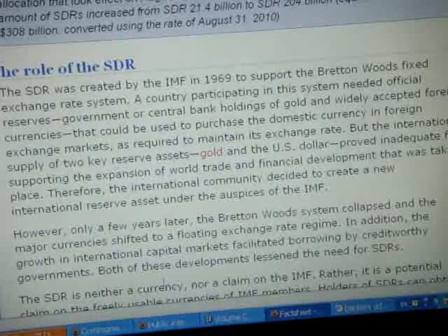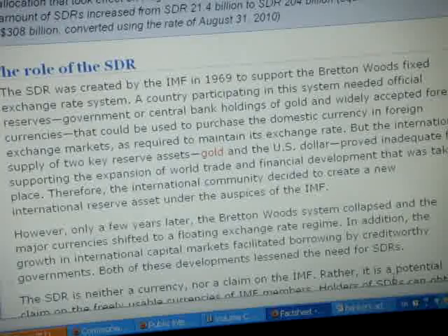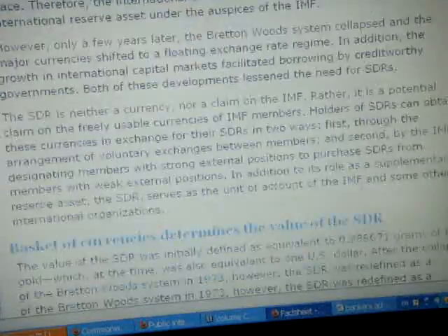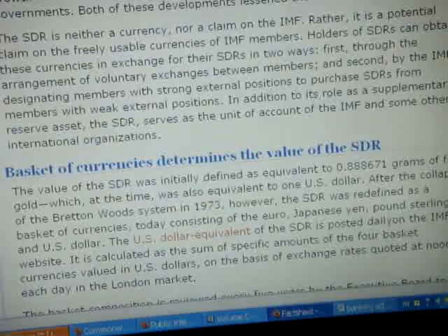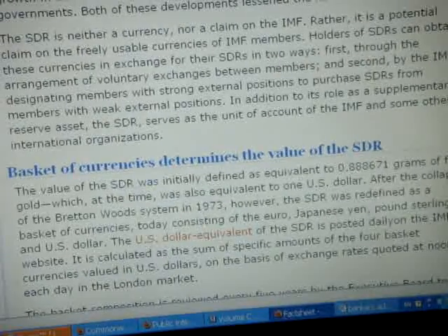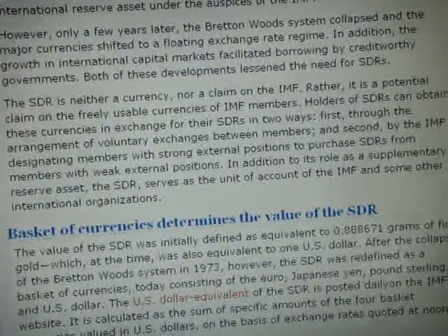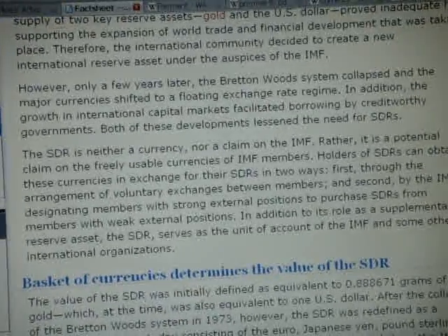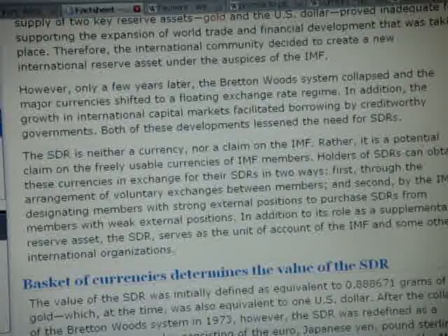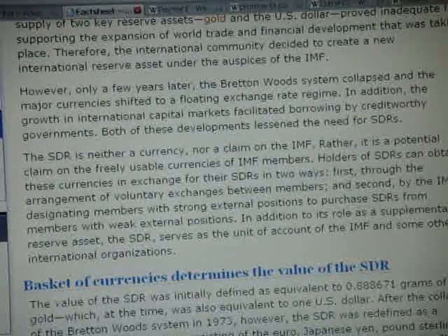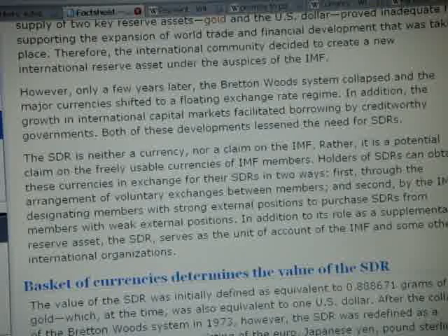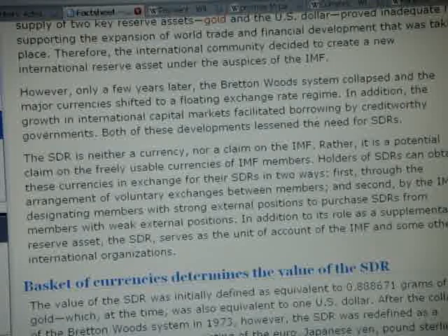However, only a few years later, the Bretton Woods system collapsed and the major currencies shifted to a floating exchange rate regime. In addition, the growth in international capital markets facilitated borrowing by creditworthy governments. Both of these developments lessened the need for SDRs. The SDR is neither a currency nor a claim on the IMF. Rather, it is a potential claim on the freely usable currencies of IMF members.